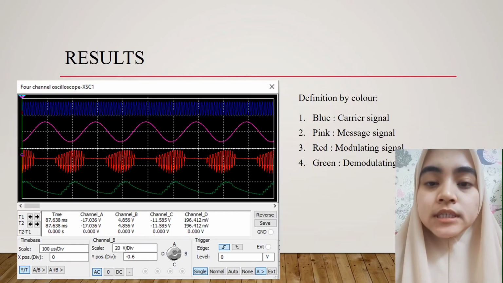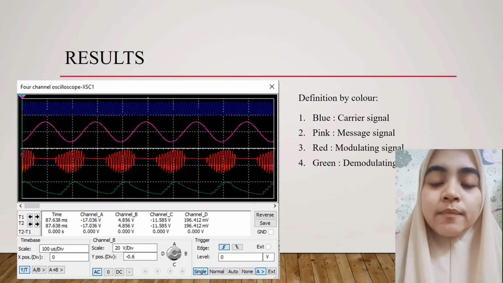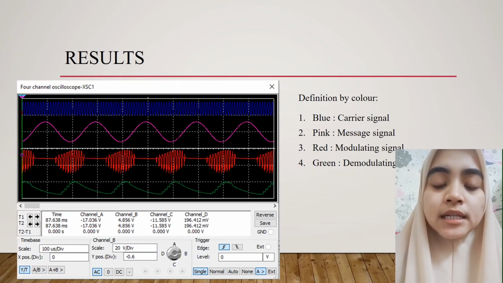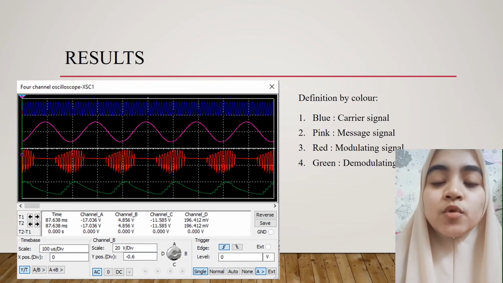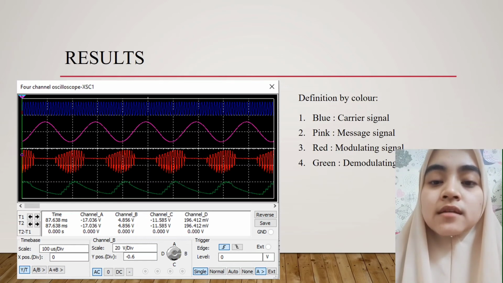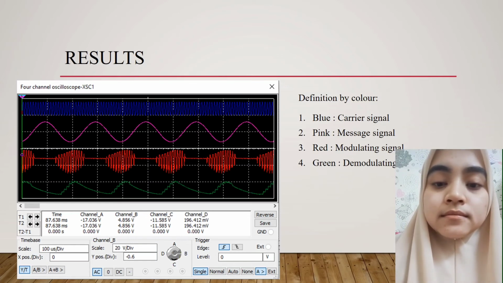This is the overall result for my mini project. I will define this waveform by color and block diagram of AM receiver. The blue color is carrier signal and also known as RF amplifier. The pink color is message signal and also known as local oscillator. The red color is modulating signal and also known as mixer. And the last one is the green color is demodulating signal and also known as demodulator.